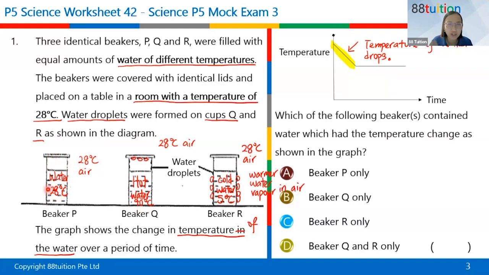In order for condensation, there must be a temperature difference. Something must be warmer, something must be cooler. Then there will be condensation. So can you tell me in which beaker the temperature of the water inside will drop? Can you type your answer into the chat? The temperature of the water will drop, get lower and lower. Is it P, Q, R or Q and R?